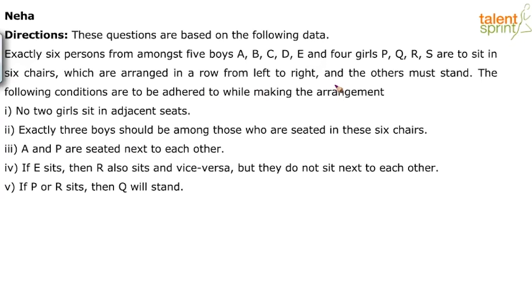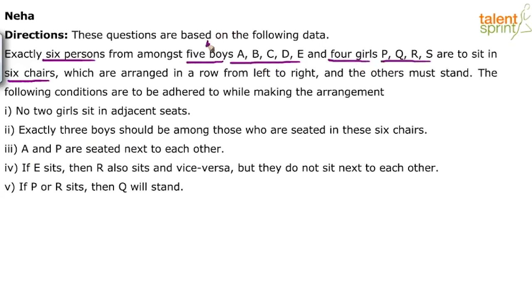So basically it's about arrangement of 6 persons, right? 6 persons who have to be arranged in 6 chairs, right? And these chairs have been arranged from left to right. Okay. Now who all will be these 6 persons? See, we have a group of 5 boys, A, B, C, D, E, and 4 girls, P, Q, R, S.